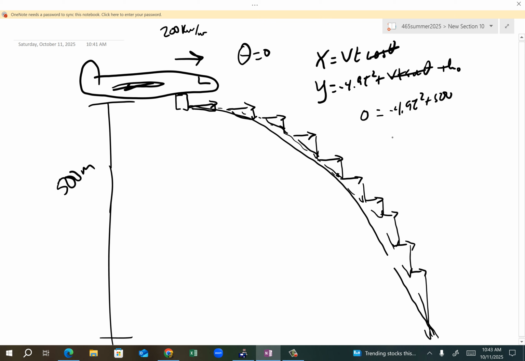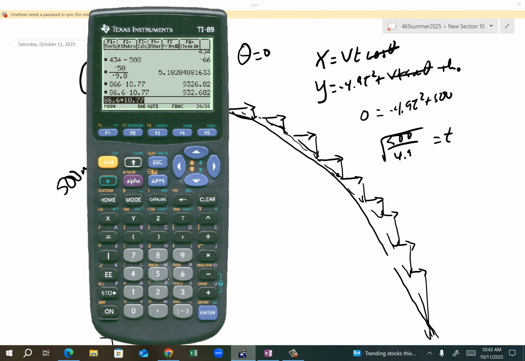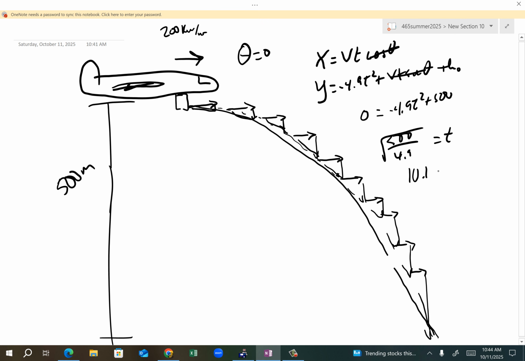I don't know, but I do know that this would tell me the answer. Divide, so 500 divided by 4.9, square root, is t. 500 divided by 4.9. Square root of that is that. About 10 seconds to hit the ground, right? 10.1 seconds.